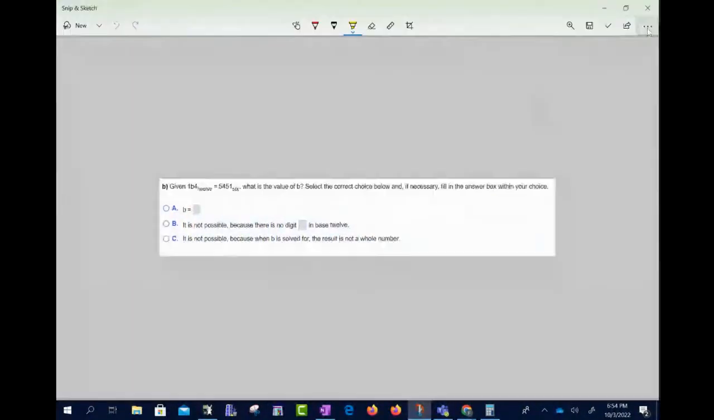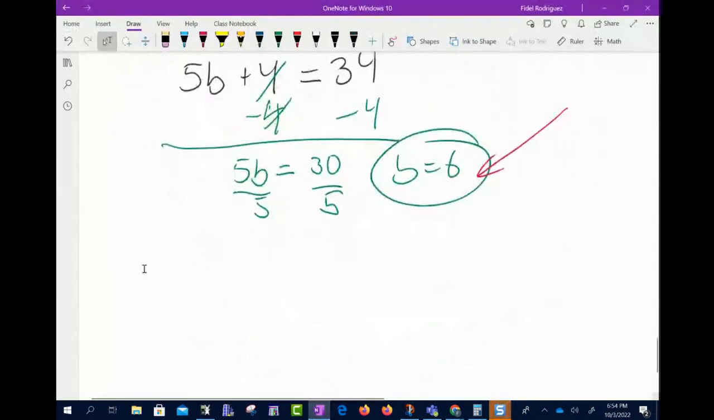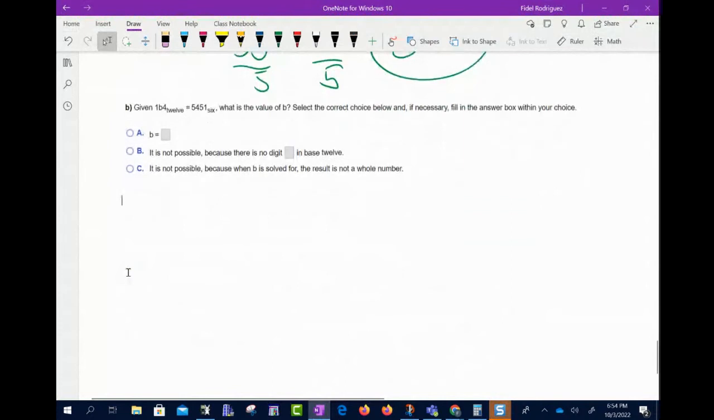Okay, let me copy this. Let's go like that, and let's come back down here and paste that. Okay, and I'm going to try to do the same thing in this problem here. My first step is going to be, let me see what we're dealing with.